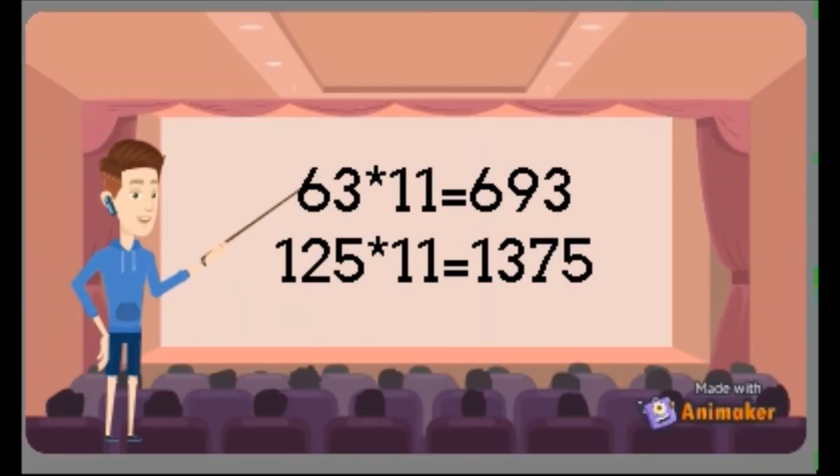We can see that it is very easy to multiply with 11. Just multiply the first and the last numbers and add the numbers in between.